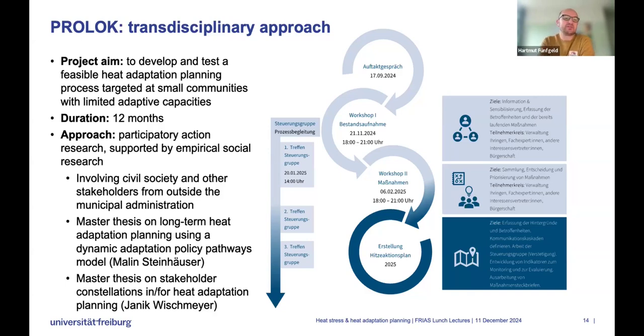The approach is participatory action research supported by empirical social research. So one of our key approaches that we have taken from this previous project that I just mentioned, LOCLIM, is involving civil society and other stakeholders from outside the municipal administration in the process, because the administrations themselves are probably not in a position to administer this process and to make it meaningful by themselves. We also have supporting empirical research, a master thesis on long-term heat adaptation planning, and another master thesis that looks into stakeholder constellations.